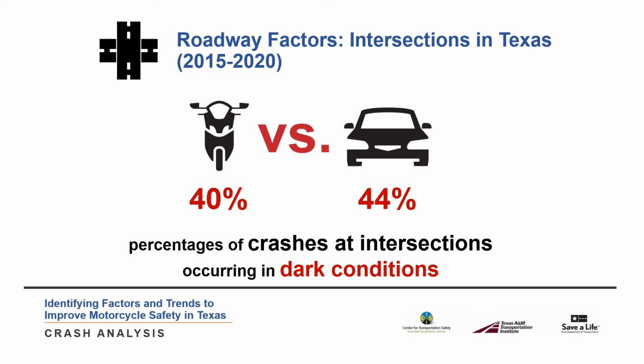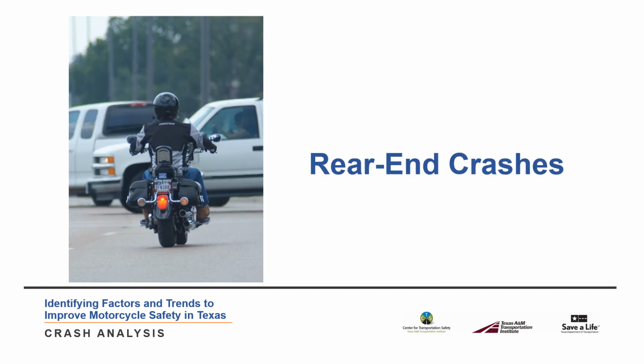Continuing to look at intersections, we found a similar proportion of motorcycle crashes and passenger car crashes at intersections occur in dark conditions, with 40% of motorcycle and 44% of passenger car crashes. Both proportions are high, potentially due to decreased visibility under dark conditions that may actually be heightened for our motorcyclist, especially if the rider is not wearing high visibility gear.